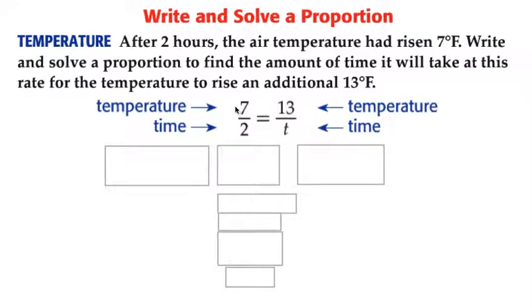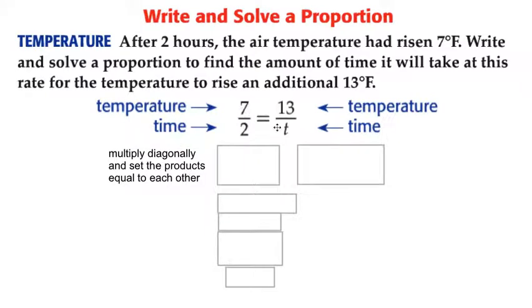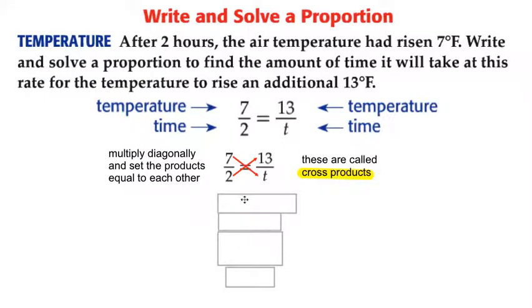So we need to be consistent. Temperature on the top, time on the bottom equals temperature on the top, time on the bottom. And the way that we solve proportions is we do what's called the cross product. So we're going to multiply diagonally. 7 times t is equal to 2 times 13. Using those cross products, we will come up with the next equation. 7t equals 2 times 13, which gives us 26 on the right.